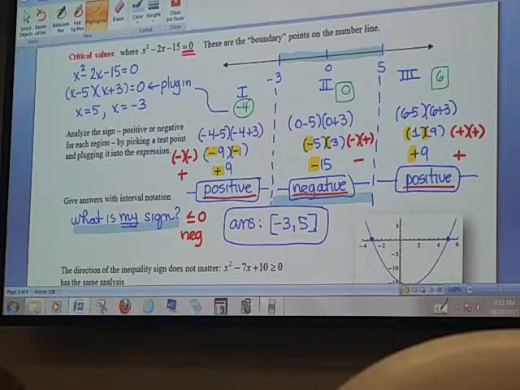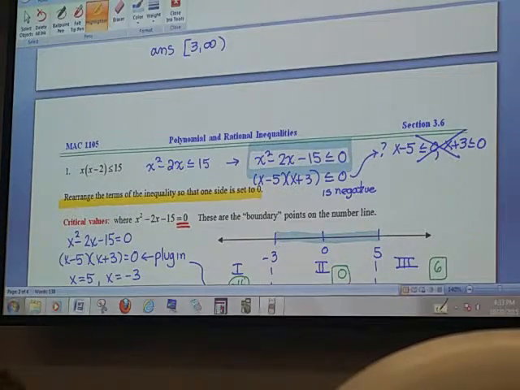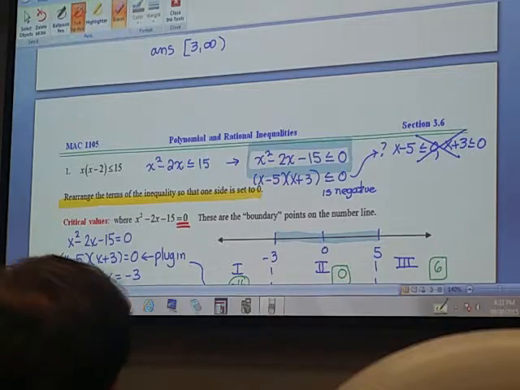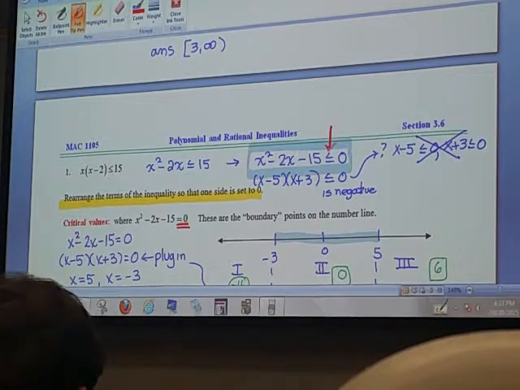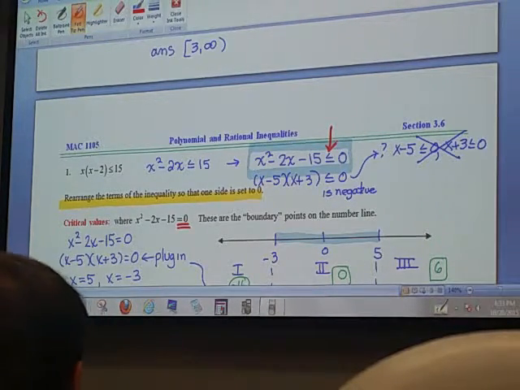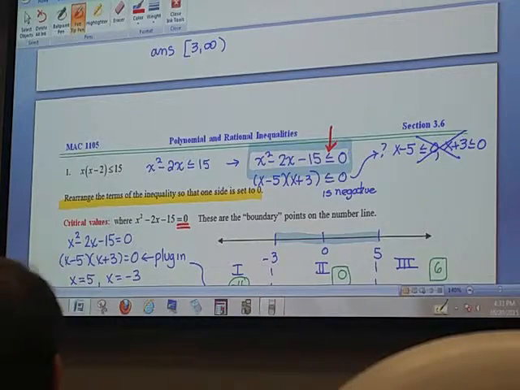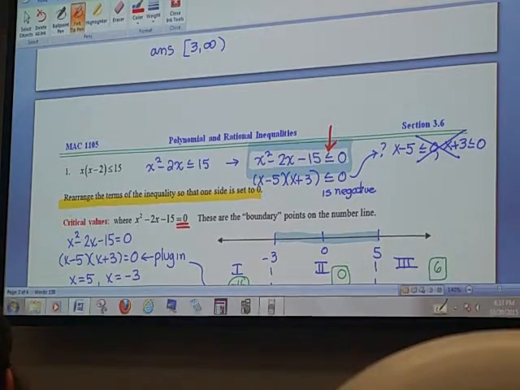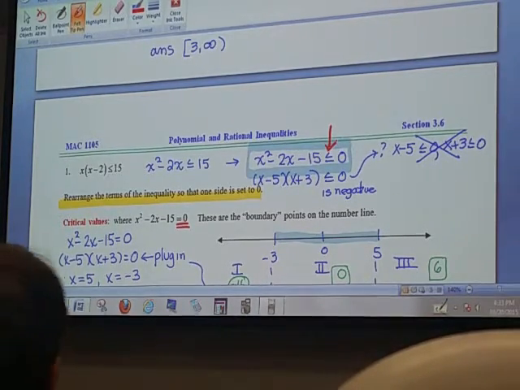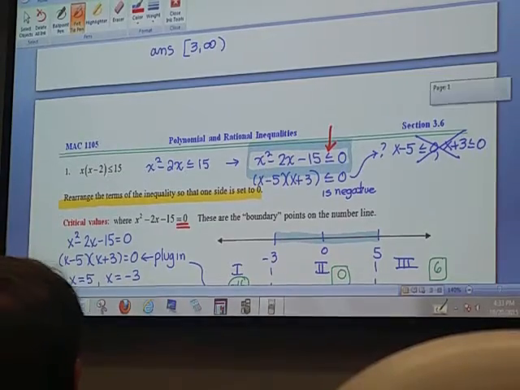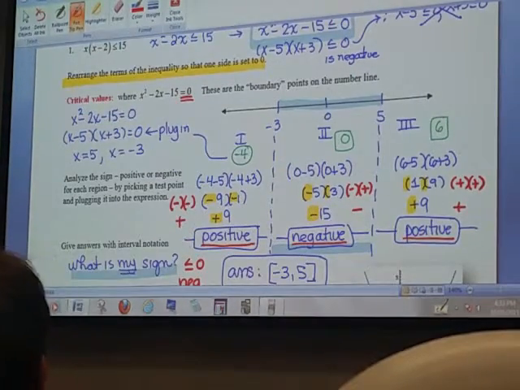Why do you write less than or equal to 0? Because that's my original question. My original question was, what are you? Are you positive, are you negative? That's the original question. When I do the analysis, I ignore the sign, which way it's pointing. But when I go to give the final answer, I have to look and see which sign I actually had.